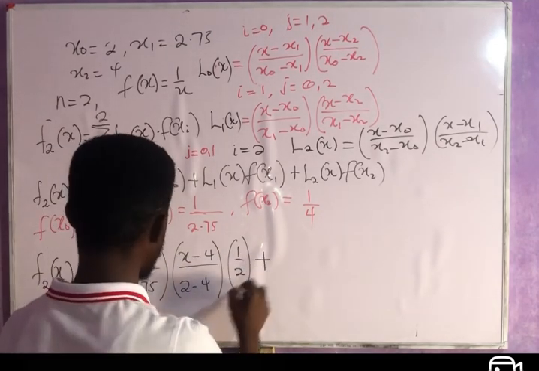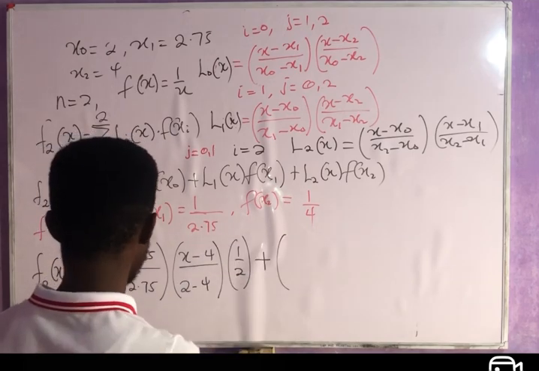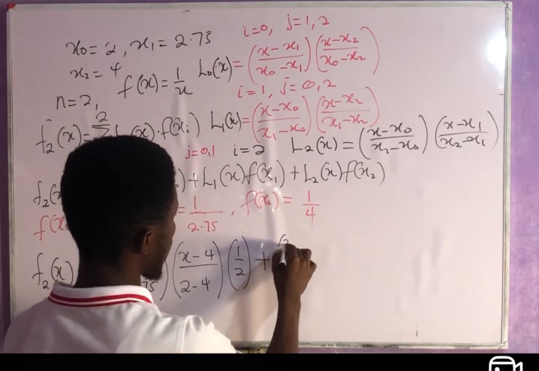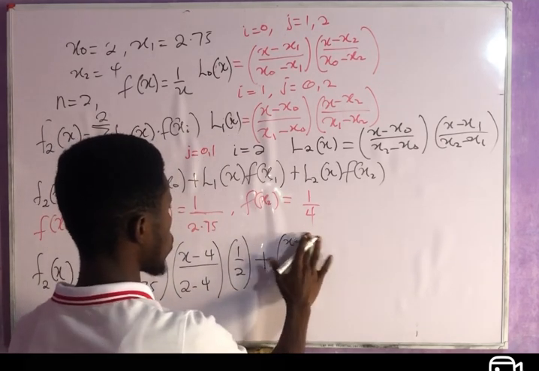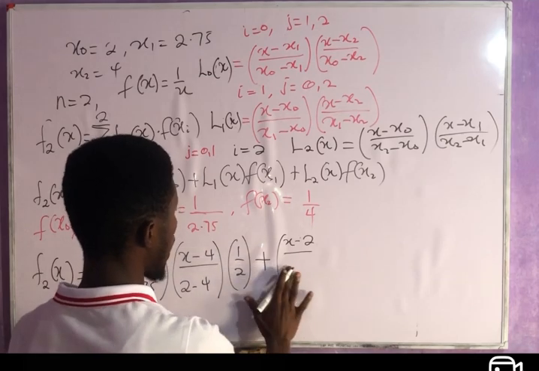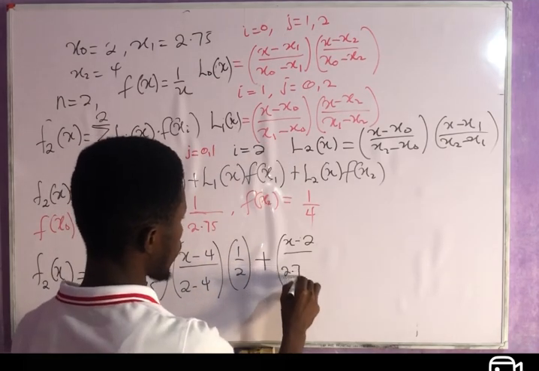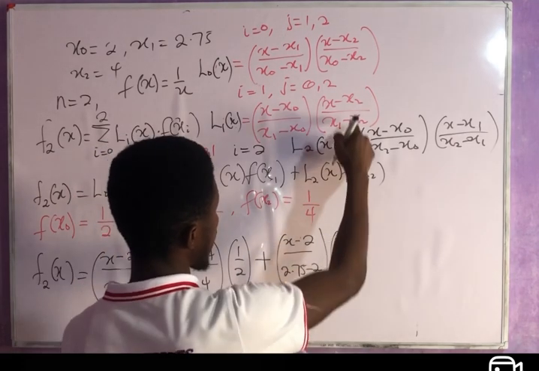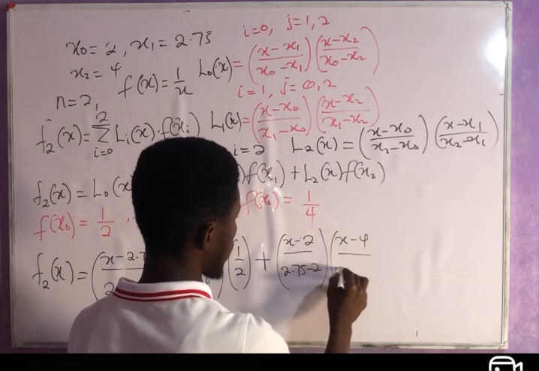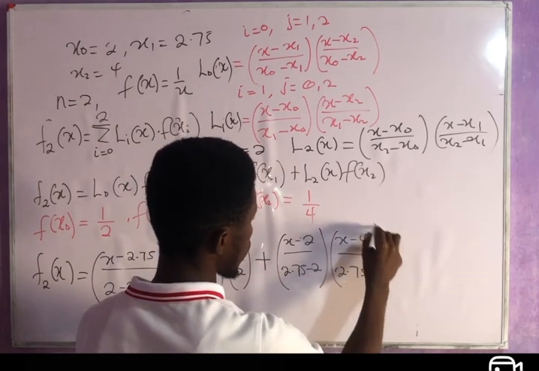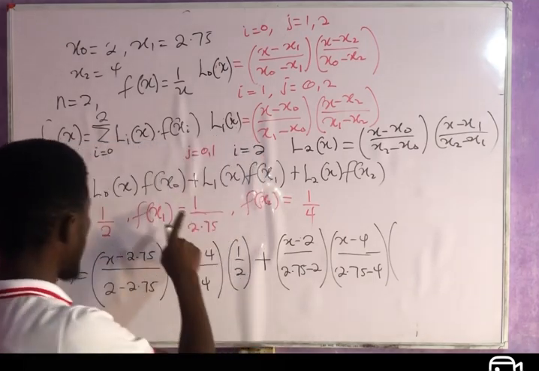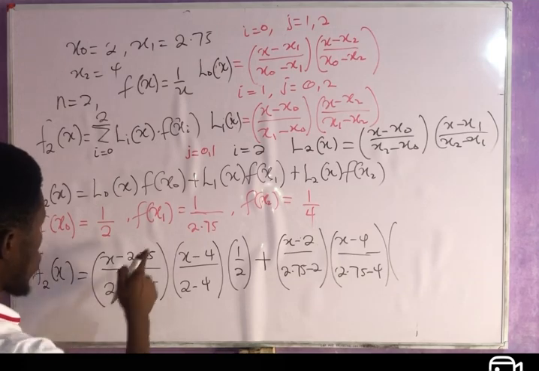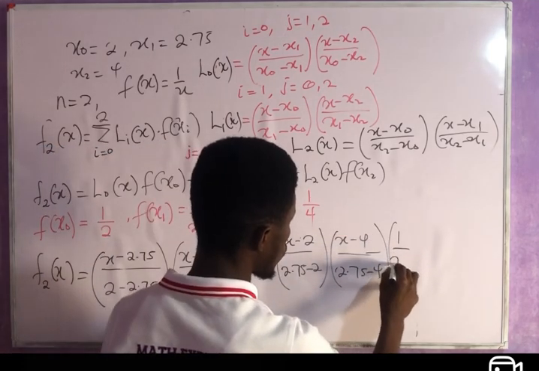Then I move plus, so I go this way. L1, where's our L1? This is our L1. L1 is x minus x naught, but our x naught is 2, over x1, which is 2.75, minus 2. And this is multiplying x minus x2, which is 4, divided by 2.75 minus 4. All multiplying f of x1. Where's our f of x1?